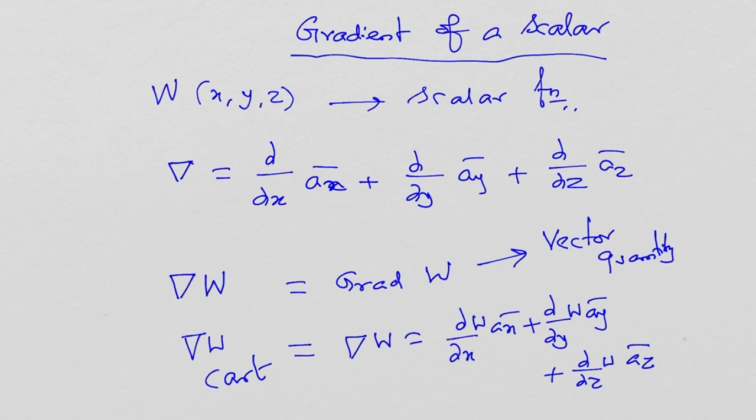You know the del operator is given by ∂/∂x ax plus ∂/∂y ay plus ∂/∂z az. It's a vector operator. Now we apply this del operator on w, which is the gradient of scalar. Del w is equal to a vector quantity, because del w gives me ∂/∂x of w into ax, plus ∂/∂y of w into ay. Similarly, ∂/∂z of w into az is the formula.